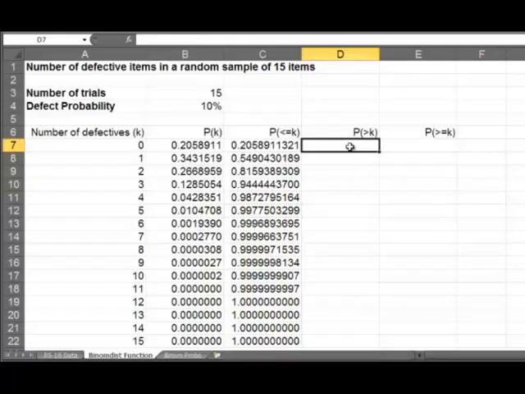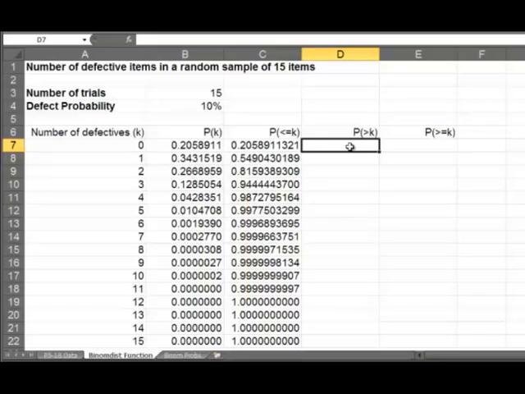I want to know, in this case, let's say for k equals 0, the probability of getting more than k. So if k equals 0, I want to know the probability of getting 1 or 2 or 3 or 4 all the way up to 15. So anything, in this case, other than 0, because 0 is the smallest value. How would I find this using my binomial dist formula?